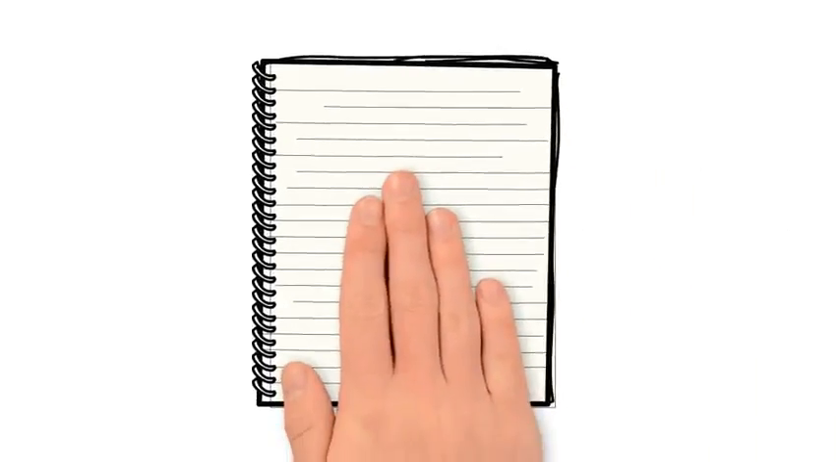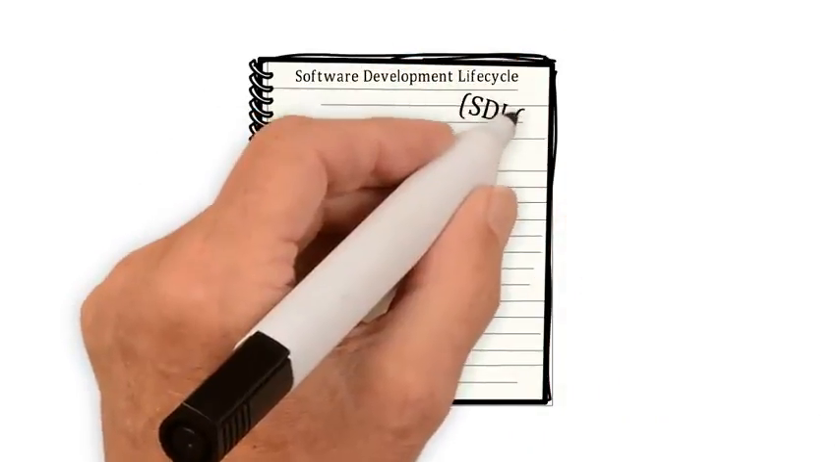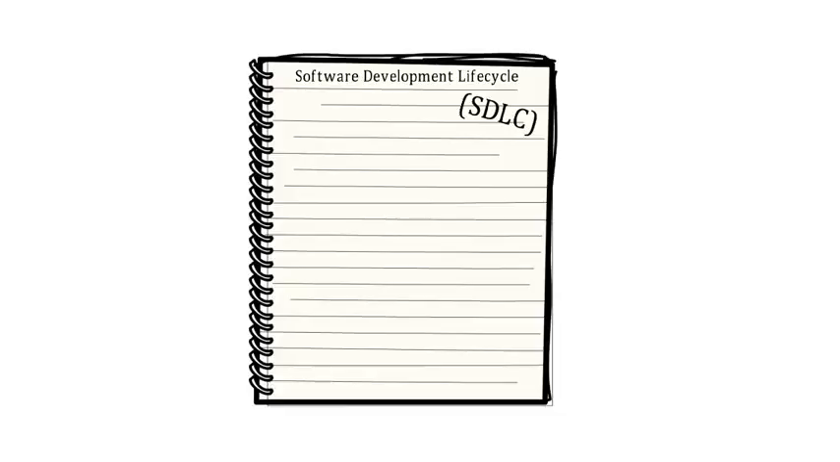In order to understand what a software tester or quality assurance analyst does, you first need to understand the process by which the software is conceptualized, developed, and maintained. This process is known as Software Development Lifecycle, or the SDLC. There are 7 key points to understanding the software development lifecycle.